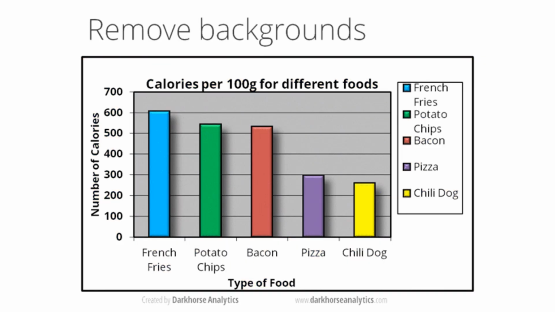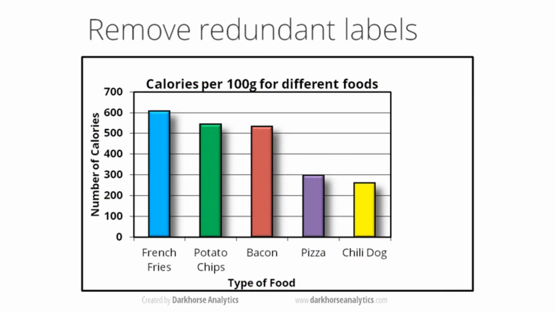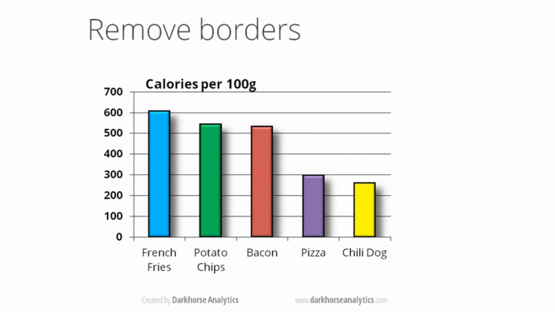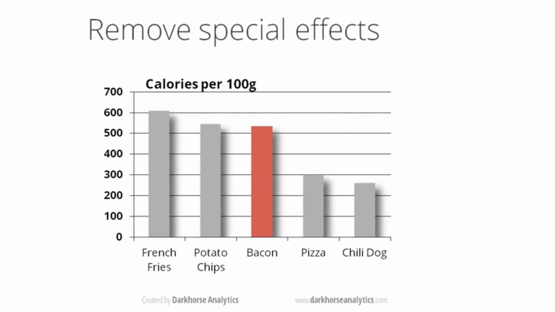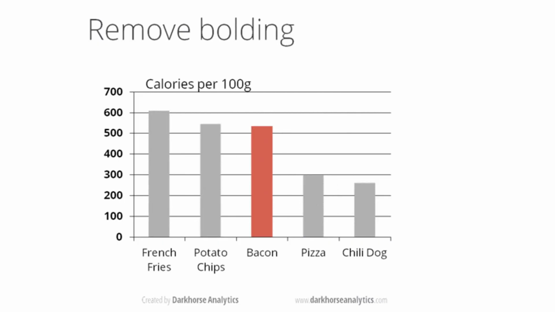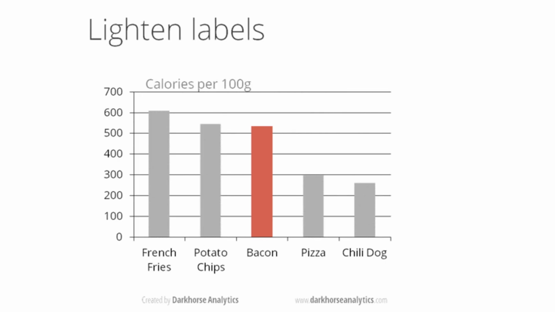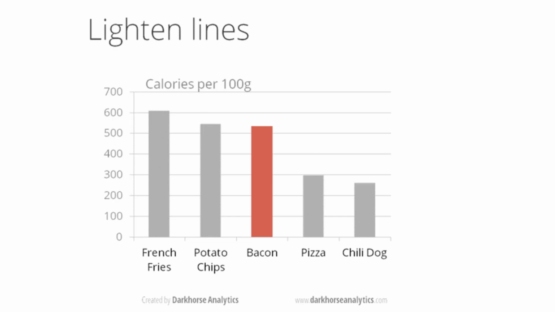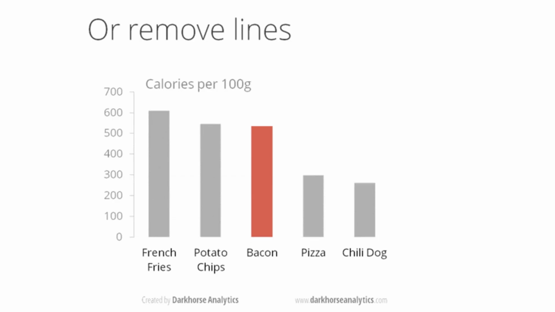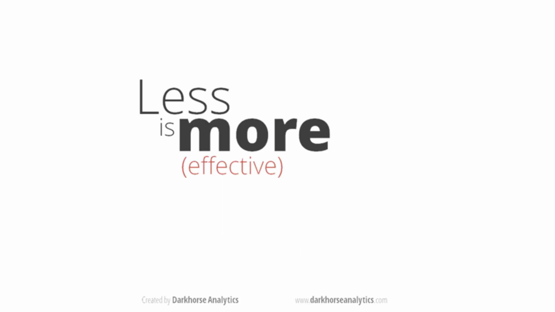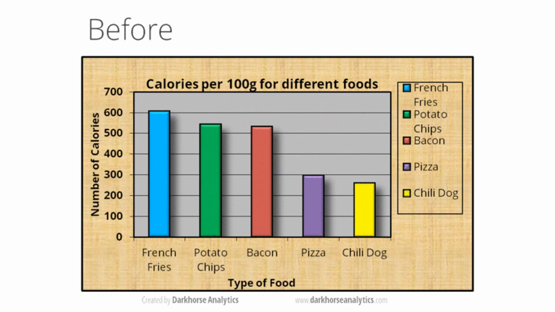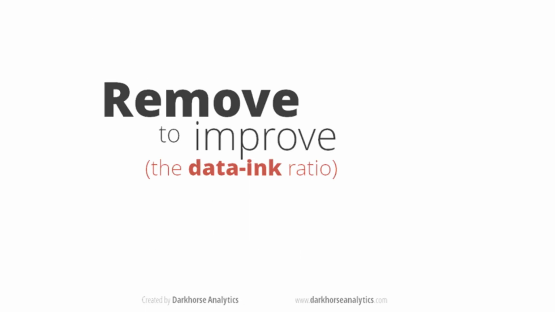As you can see here, we start off with a very complicated graph and slowly but surely remove components so that it gets much simpler and easier to understand. We'll do things like remove the background, remove the special effects, remove some of the labels that aren't necessary, remove some of the lines. We've highlighted the main point. We'll even directly label. And so you can see we start off with something very complicated and end with something very simple.